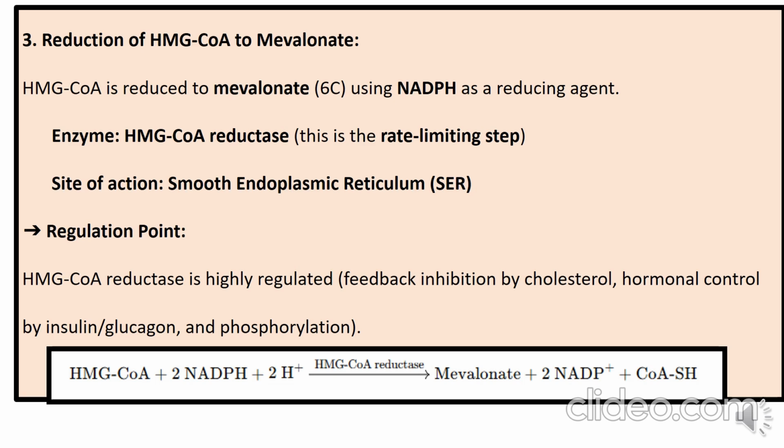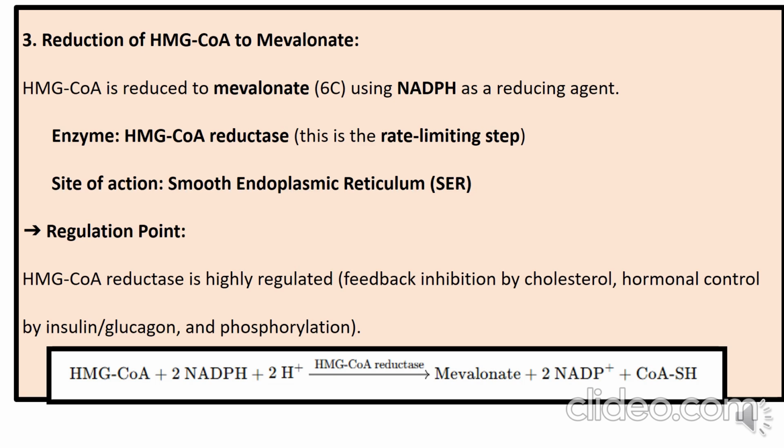Through feedback inhibition by cholesterol or the hormonal control by insulin or glucagon and phosphorylation. That means whenever there is enough cholesterol produced already inside your body, when there is no more space for the storage of this cholesterol, immediately this enzyme will be blocked. That is called feedback inhibition.